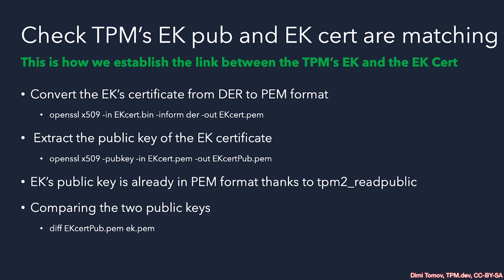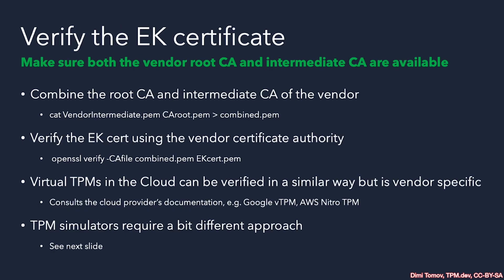This way, we establish a link that the EK certificate we have and the TPM EK that is currently present are linked. To make sure that we're using a genuine TPM, we need to walk the chain of trust of the certificate and verify it. There is not only one way how to do this. We will concatenate and combine the intermediate vendor certificate and the root certificate. Then we will verify the EK certificate using that combined certificate.